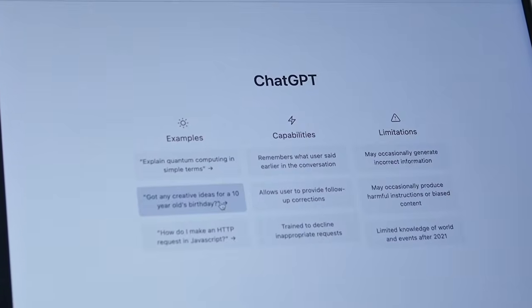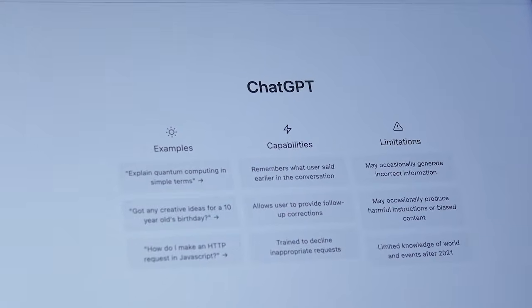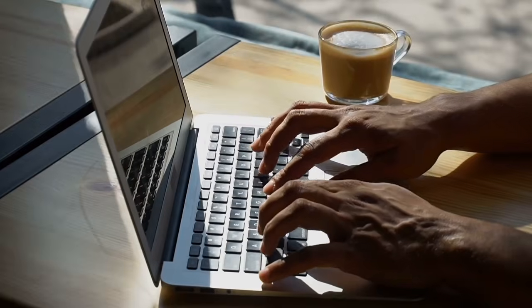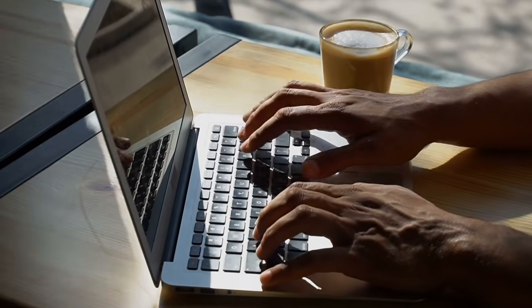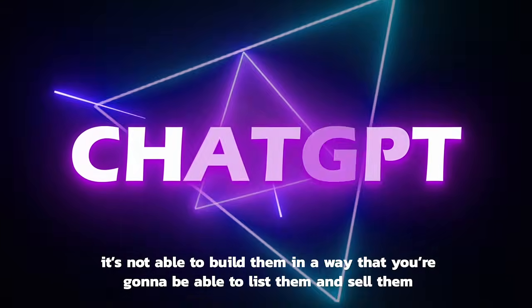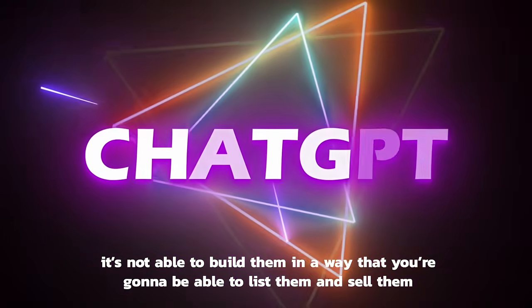Now, just to kind of take it back a little bit, when it comes to ChatGPT, this is the first one that most people started using, and they've got the biggest user base right now. And I still use it till today. I use it probably every single day, but it does have its limitations in terms of what it's able to do and what it's not able to do. For example, the different digital products that I'm going to show you right now, it's not actually able to build them in a way that you're going to be able to list them and sell them.